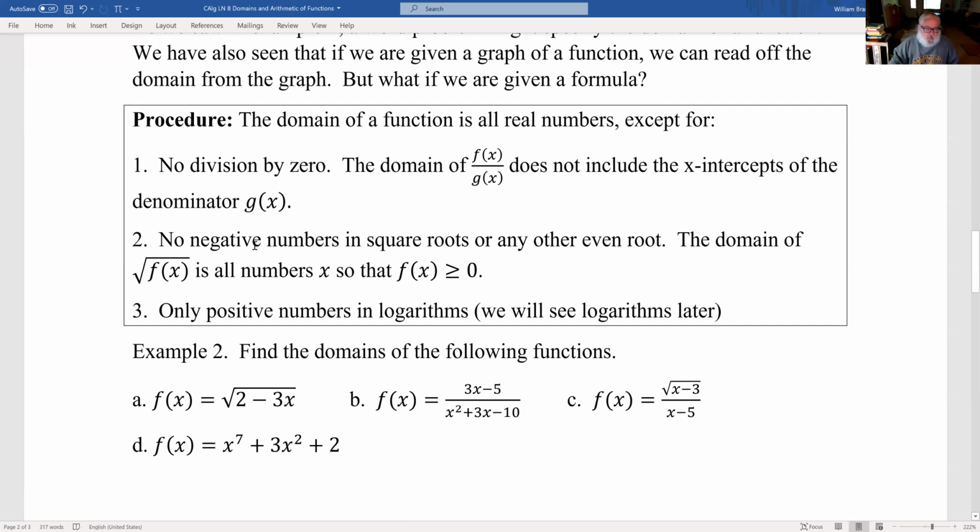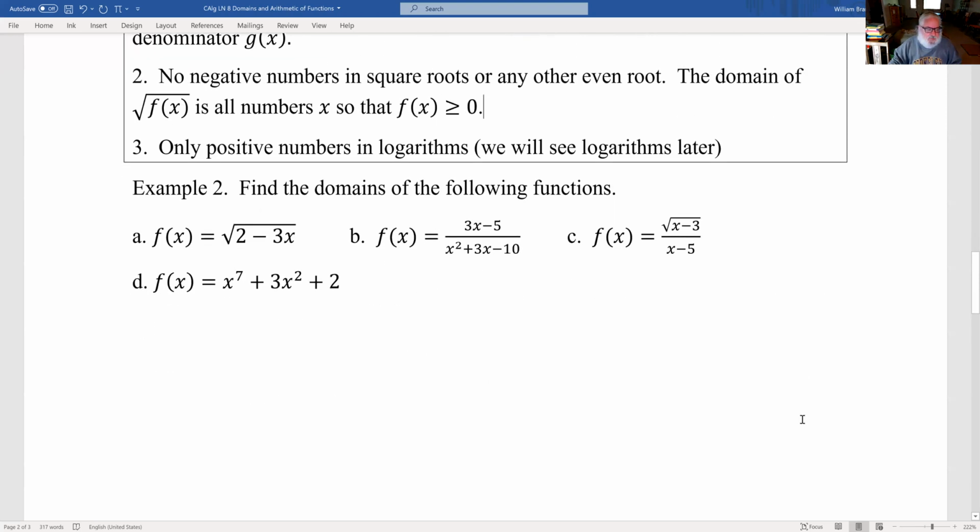You can't have negative numbers in square roots or in other even roots, so 4th roots, 6th roots, 20th roots. So the domain of the square root of f of x is all numbers x so that the thing inside the square root is greater than or equal to 0. And then finally, there's a third rule that will become important when we deal with logarithms later in the course. You can only have positive numbers in logarithms. So what are the domains of these?